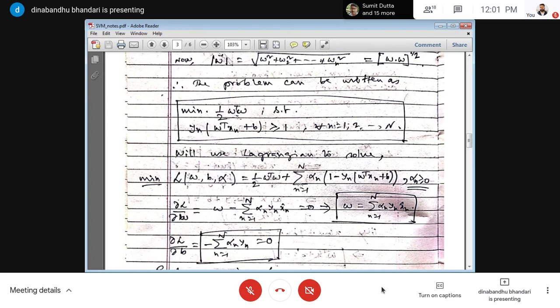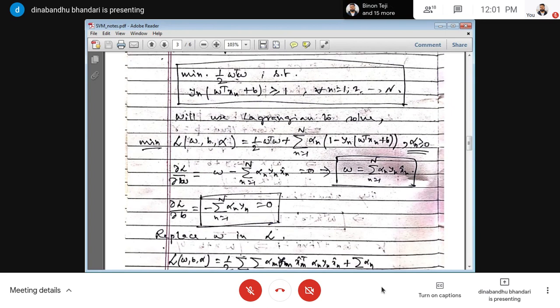Okay, here we get it. Now if we differentiate this with respect to b, another parameter, right? This part is 0, this part is 0, alpha n yn w transpose xn is also 0. There is only one b term. What is that? Alpha n yn b with a minus. So differentiating with respect to b, it becomes minus alpha n yn equal to 0. So we got w equal to this and the summation of alpha n yn equal to 0, these two. Okay? Now, what we do, we replace this w in this equation.